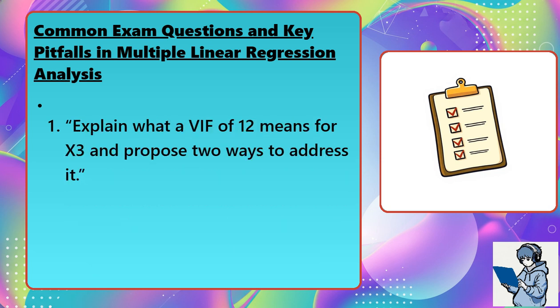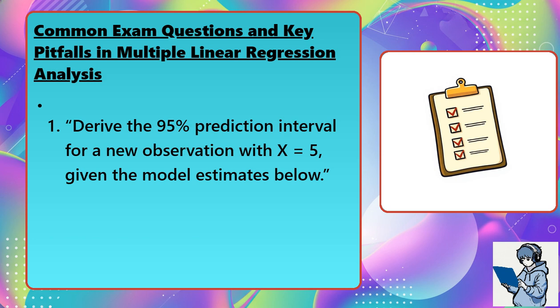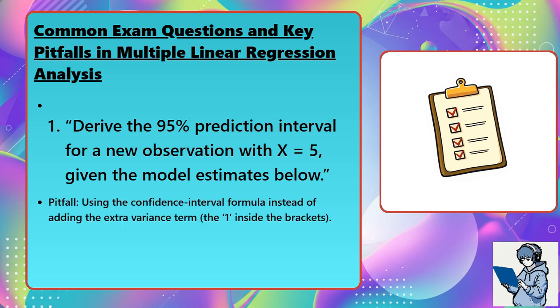Explain what a VIF of 12 means for x3 and propose 2 ways to address it. Pitfall: mentioning only that VIF greater than 10 indicates a problem but not linking it to inflated variance of beta hat 3 or suggesting remedial actions: drop variable, ridge, etc. Derive the 95% prediction interval for a new observation with x equals 5, given the model estimates below. Pitfall: using the confidence interval formula instead of adding the extra variance term, the one inside the brackets.